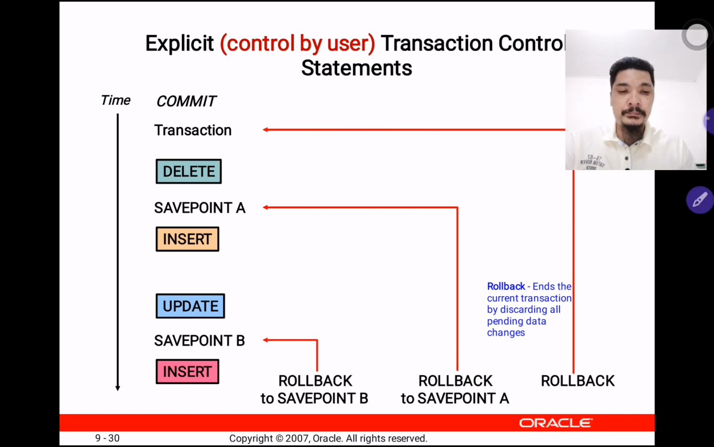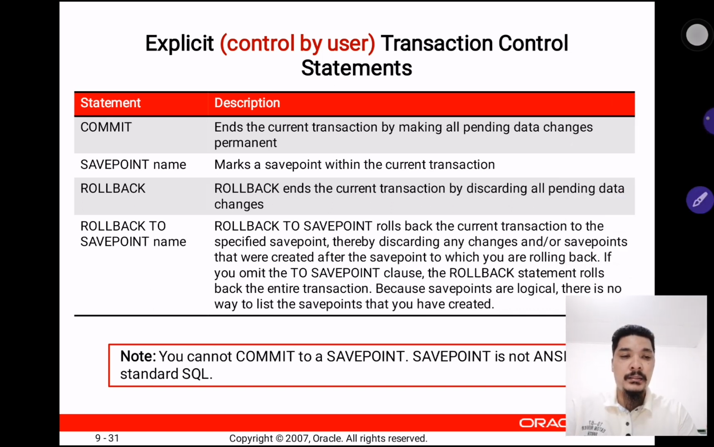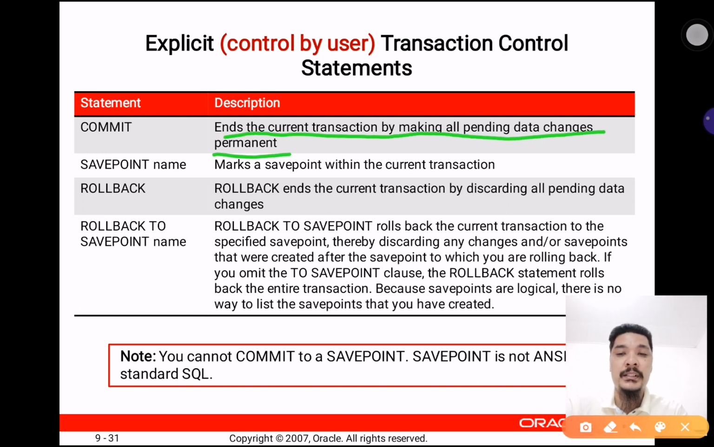This is explicit, controlled by the user, by us. Next, commit. I think we're going very fast in this statement. We have already discussed this statement. It ends the current transaction by making all pending data changes permanent. When we put commit, it means that we want to end the current transaction.